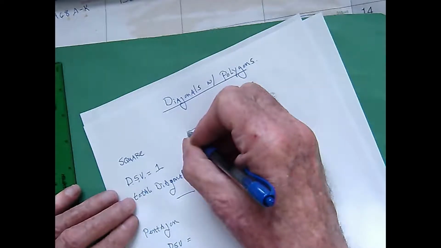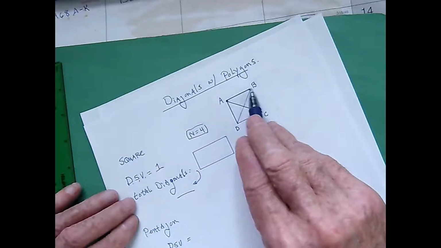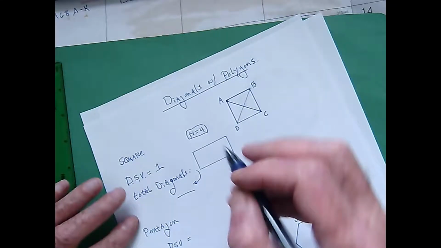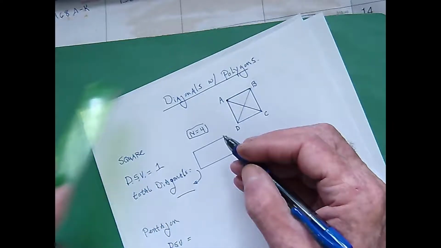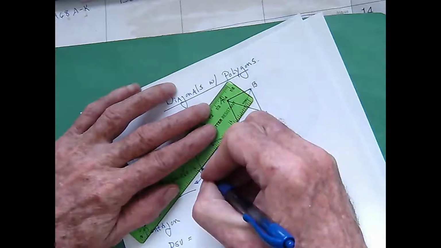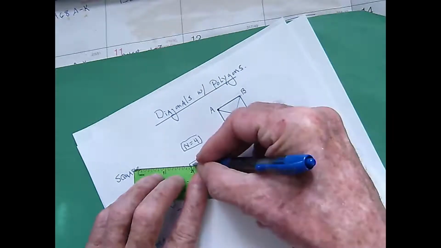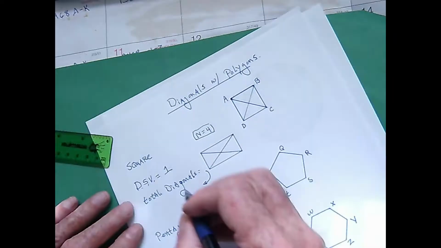Now, when I say n is equal to 4, you've got to be thinking that's 4 sides, but it's also 4 vertices. How many diagonals can you draw on this rectangle with 4 sides? And then again, just from this vertex, I can draw one. From this vertex, I can draw another. And I can't draw any more. So the total number of diagonals is just 2.